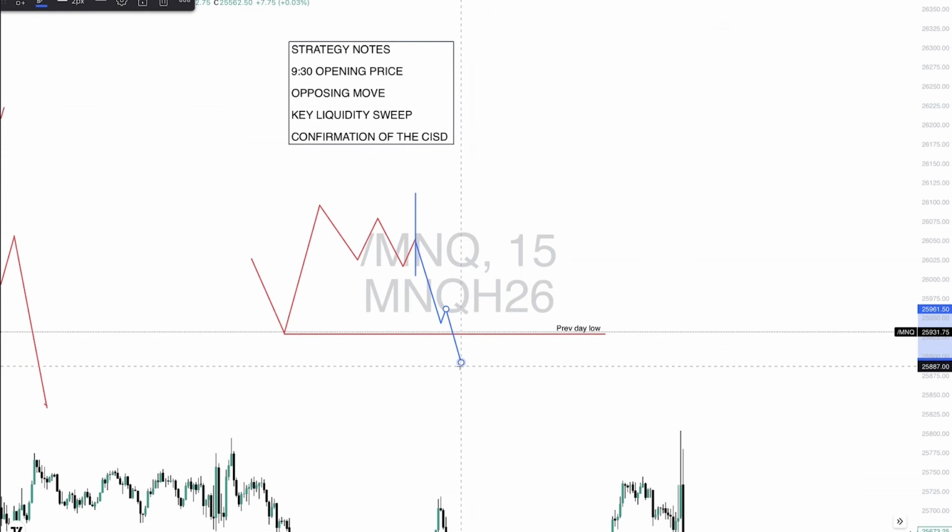So when price takes that key liquidity point in here, which will be that previous day's lows, we just want to see price break market structure higher.